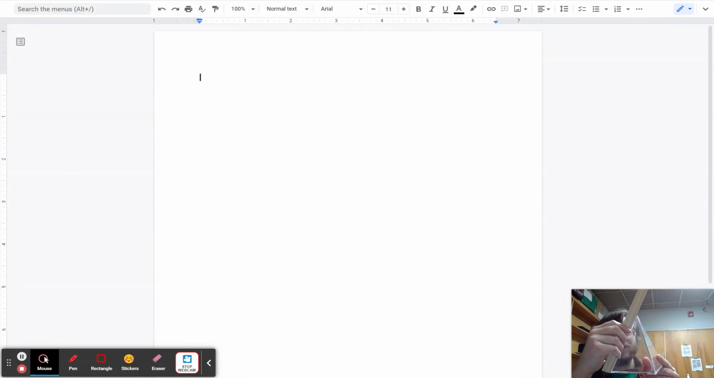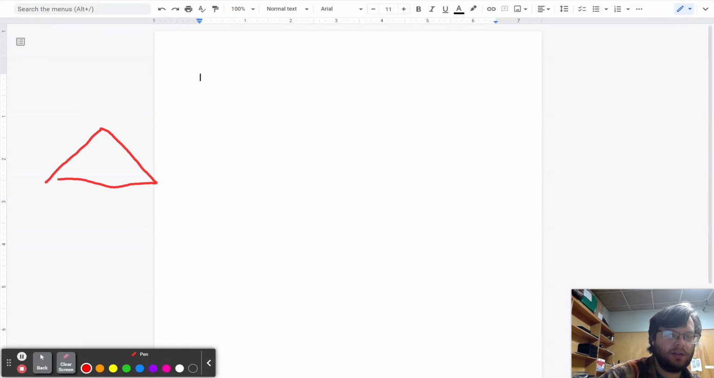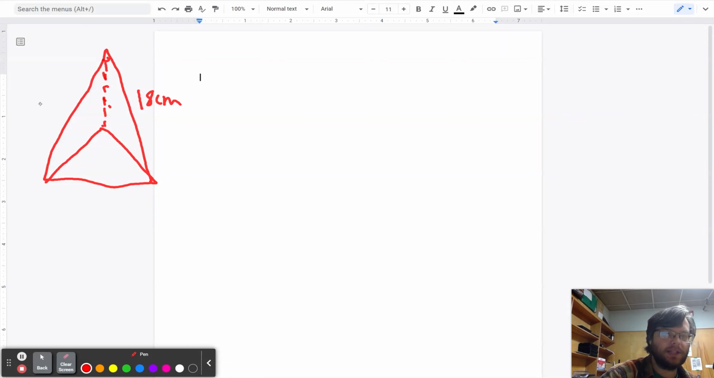When I measure the slant edge like this, it's about 18 centimeters. So let's try to draw this shape. It's got a triangular base, and then it comes up to a point like this. So this measurement is 18 centimeters, and it's the same on this side here, and it's the same along the back as well.